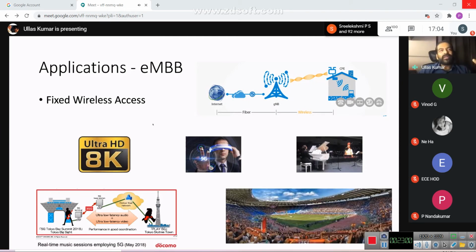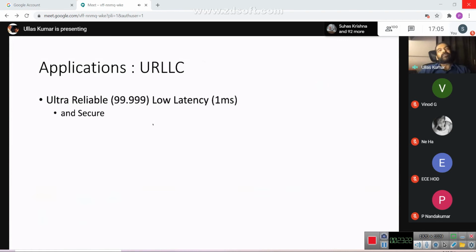Think about going to a cricket match and having the ability to experience the replay at the same time amongst the other 100,000, 1 lakh other users. That's because individually you get abundant bandwidth when you are at that place. This is the promise of 5G for the eMBB.